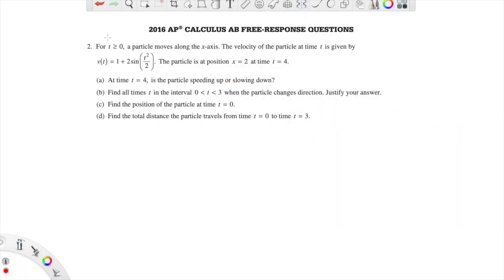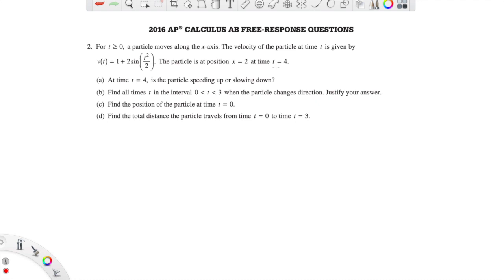All right, now for our last problem, we'll do question 2 from the 2016 exam. I thought this was a nice one to go over. So the question asks, for t greater than or equal to 0, a particle moves along the x-axis. The velocity of the particle is given by this function. And then the particle is at position x equals 2 at time t equals 4. So at time t equals 4, it asks us, is the particle speeding up or slowing down?